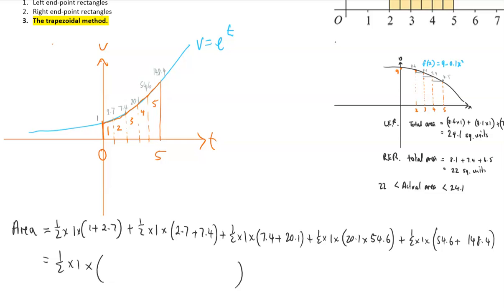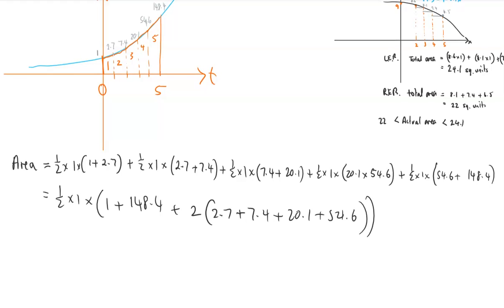So we can shorthand what we see there, right? If I was to write all of those out, I'd have 1 plus the 148.4, because they just appear once each, right? And then I've got 2 lots of 2.7 plus 7.4 plus 20.1 plus 54.6, close brackets. Can we see that? Yeah? Okay, so what I've got there is a bit of a shortcut to writing this whole thing down. Okay?